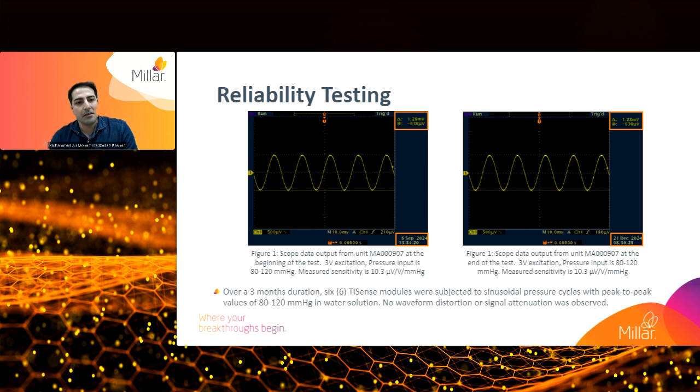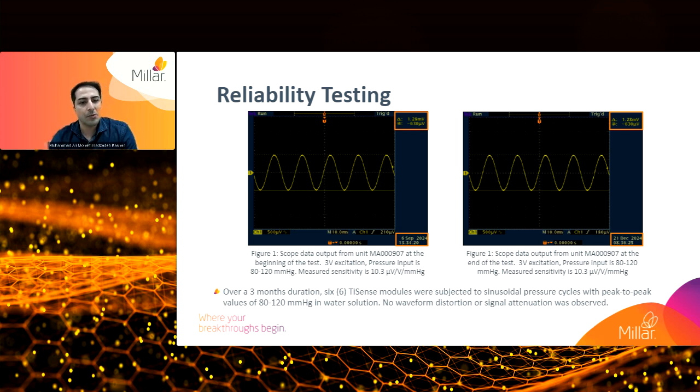Now let's focus on a critical aspect of implantable sensors for clinical applications, which is reliability. Physicians need to trust the data that these sensors provide. That's why Miller conducts ongoing reliability testing of Tysons modules to ensure no permanent changes occur to any part of the sensor. The Tysons module has been subjected to rigorous testing to monitor any changes in performance due to continuous pulsatile pressures. The goal is to demonstrate that it can withstand millions of pressure cycles without issues.